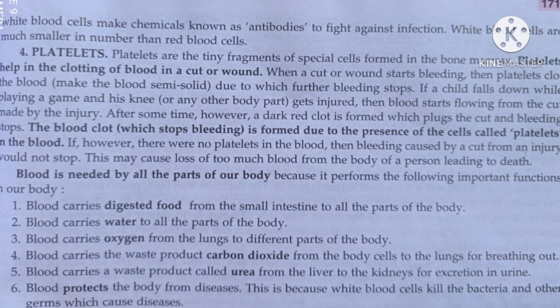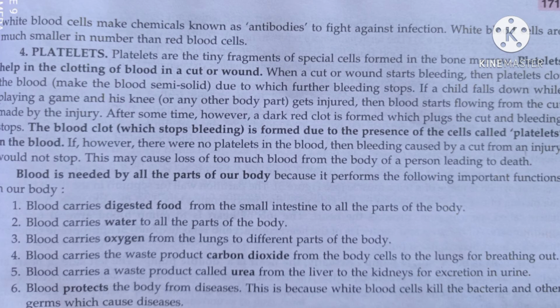Now come to platelets. Platelets are the tiny fragments of special cells formed in the bone marrow. Platelets help in the clotting of blood in a cut or wound. Here clotting of blood means making the lump of blood, making the blood semi-solid. So when does this clotting of blood occur?